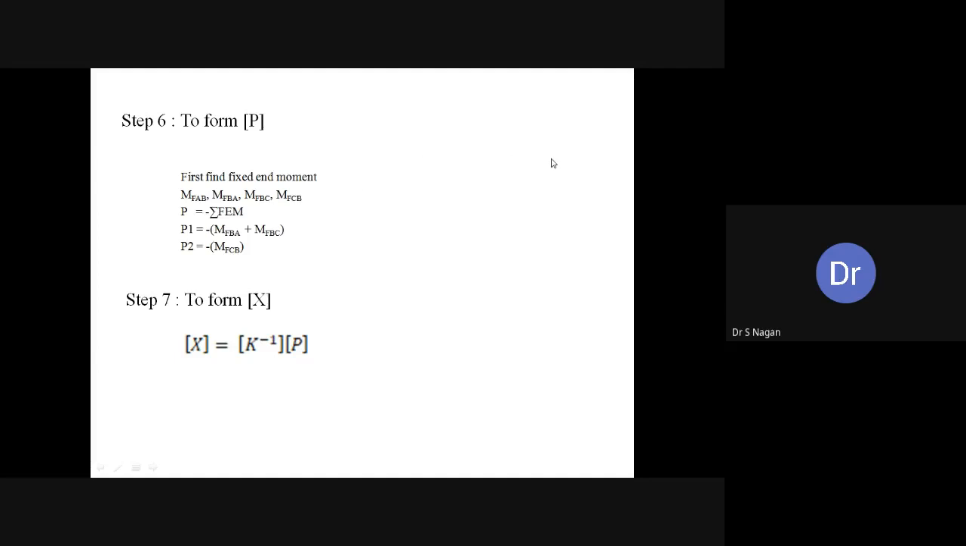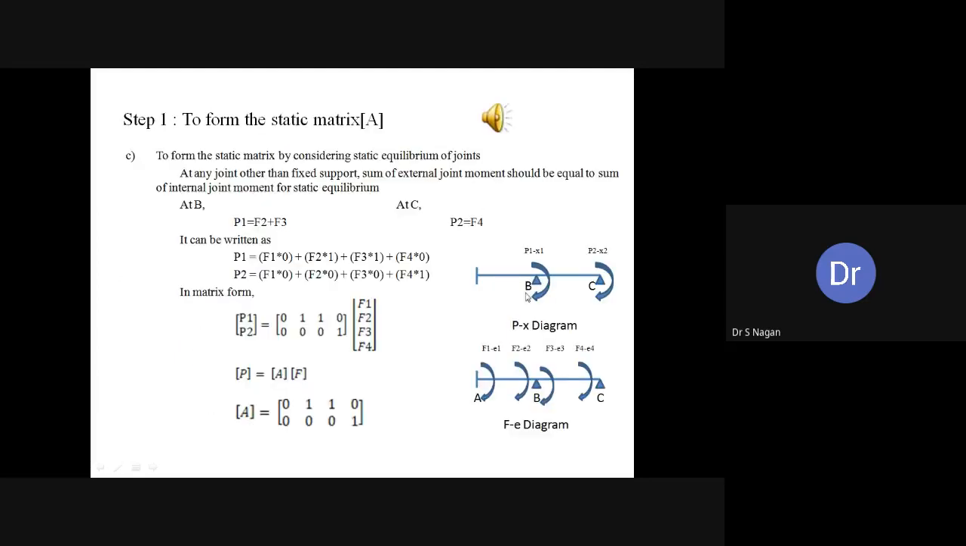Okay, fixed end moments. Then this P is given by minus the sum of fixed end moments at any joint. I will be having P1 at B. If you see the diagram, they might have written the fixed end moments here: minus 24, plus 24, minus 16, plus 16. So P1 is equal to minus of the sum of fixed moments at B. At B, this side will have plus 24 and this side will have minus 16. So 24 minus 16 will be 8. So minus 8 will be the value of P1.